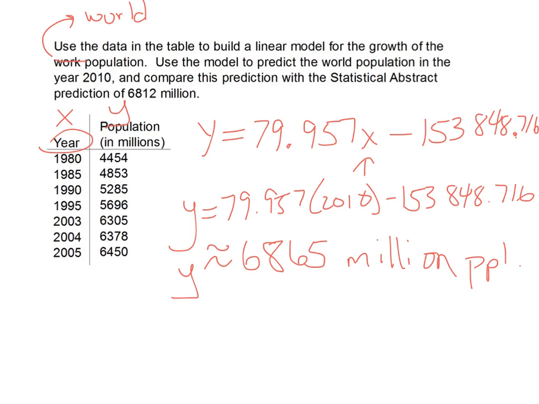All right, now, so how close is that? It says compare it. So compare it to the statistical abstract. Obviously, it's a little bit higher than what the statistical abstract predicted, about by 50 million. So it is a little bit higher.